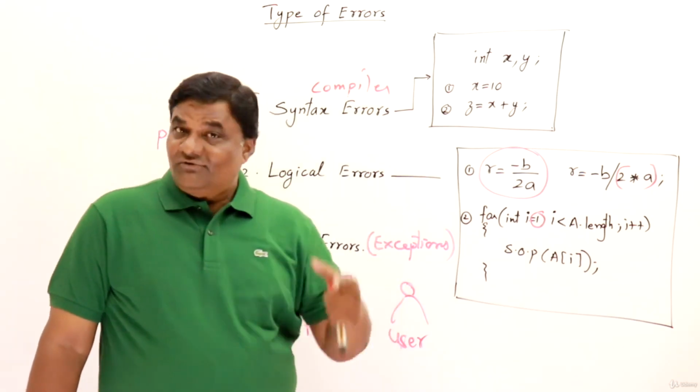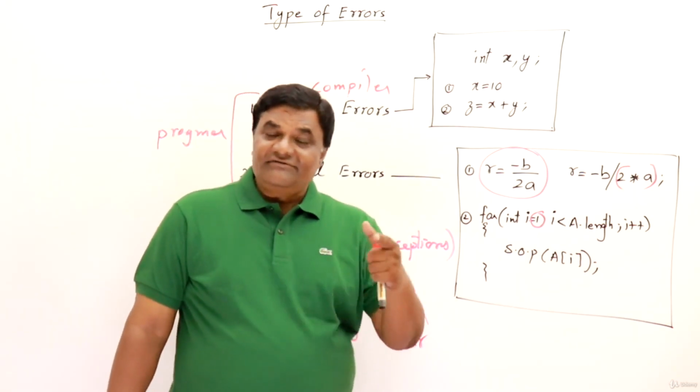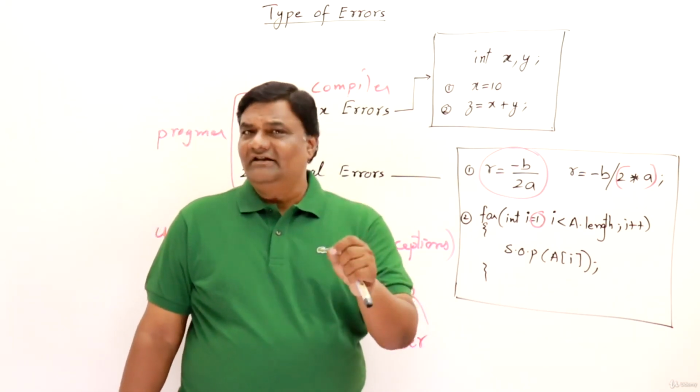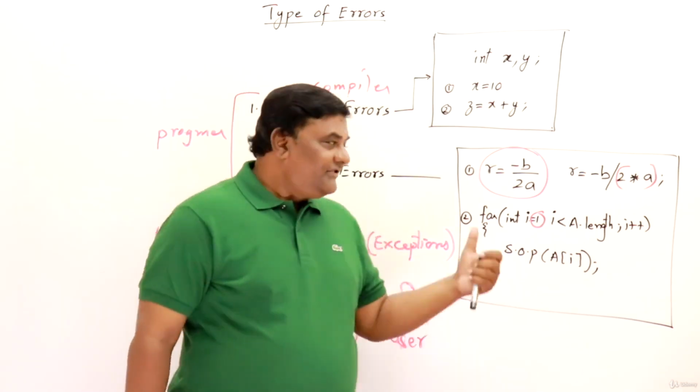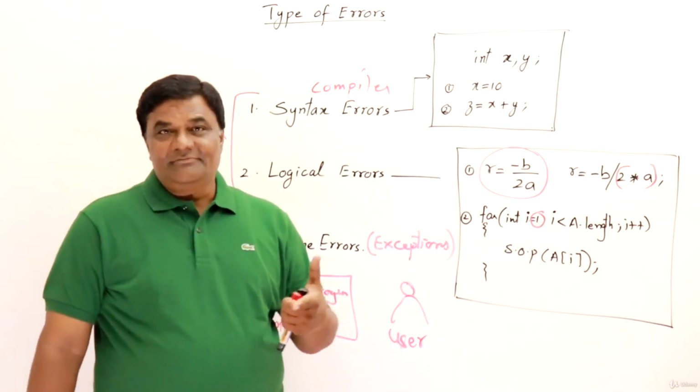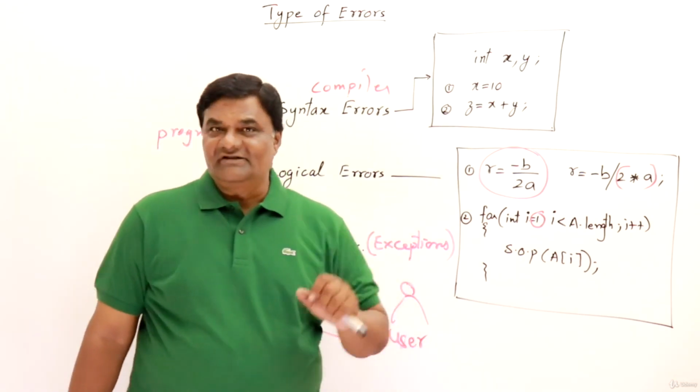What is the reason? I have to trace the program line by line and check for the errors. These are the very difficult errors to be removed from the program. Logical errors. These types of errors take away a lot of time from the programmer. They waste a lot of programmers' time.